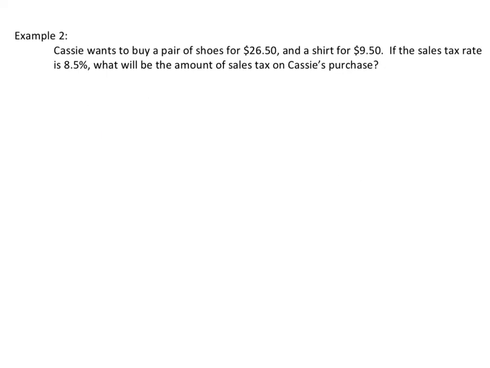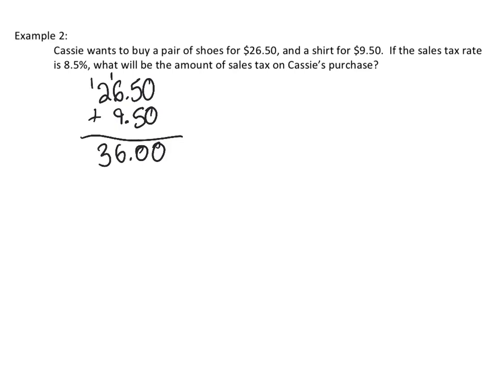Here's our second example of sales tax. It says Cassie wants to buy a pair of shoes for $26.50 and a shirt for $9.50. If the sales tax rate is 8.5%, what will be the amount of sales tax on Cassie's purchases? So it doesn't give us an actual total here. It gives us two different items, and we are going to have to add them together. So we get $26.50, and we have to add it to the other thing she's buying, $9.50. So we get $36 as our total amount she is spending.